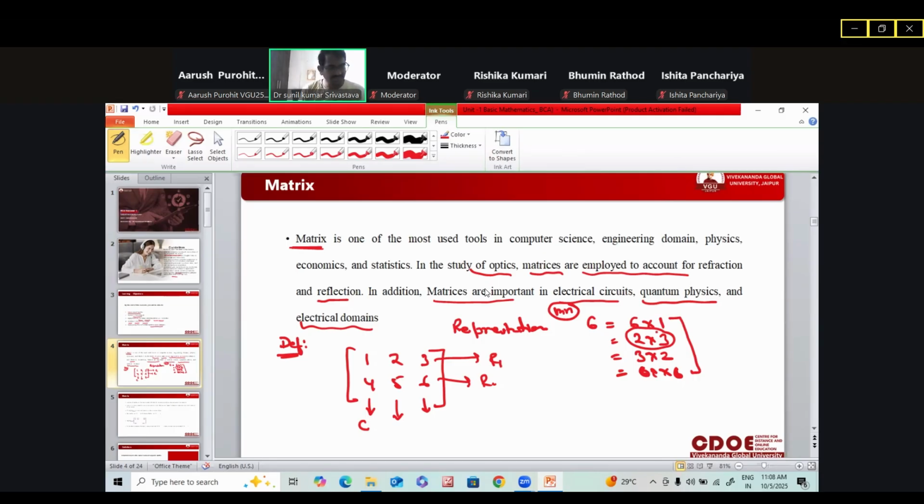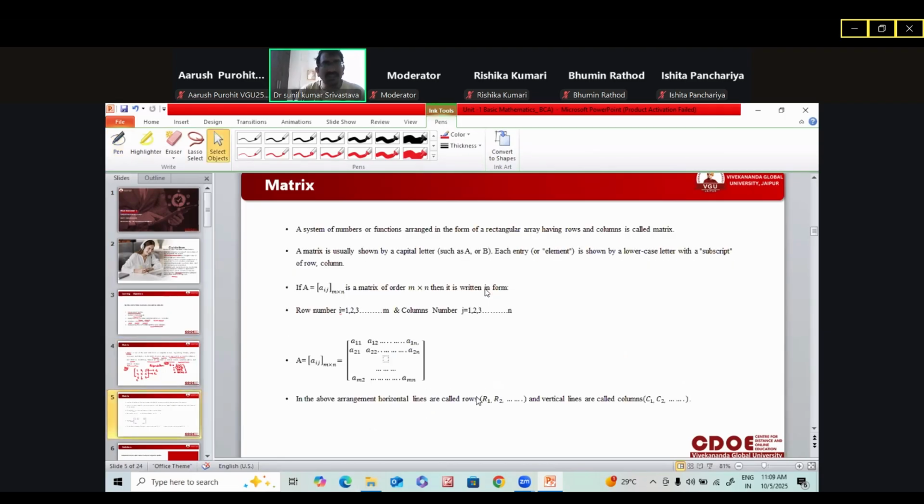Once again, let me state the definition of a matrix. A matrix is a rectangular arrangement of mn numbers in rows and columns. We have written here the usual definition, and we have to learn what it means: a system of numbers arranged in the form of a rectangular array, in rows and columns, is known as a matrix.